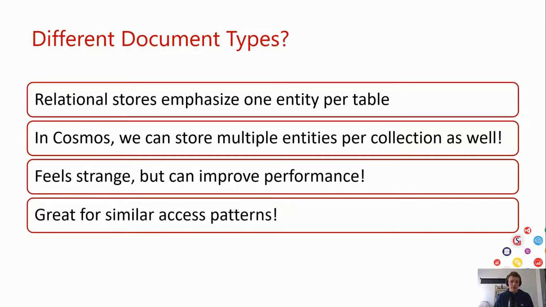Now, I suspect you might be thinking that I'm being a little bit too ambitious here. But with Cosmos DB, we can actually use multiple document types and store multiple document types within the same container. Relational data stores emphasize one entity per table, but in Azure Cosmos DB, we can store different entity types within the same container, thanks to the way that we can partition our data. It does feel a little bit weird, but it can actually improve the performance of our application and save us money. If we're accessing our data in similar ways, we can use different document types within the same container to help with querying our data.